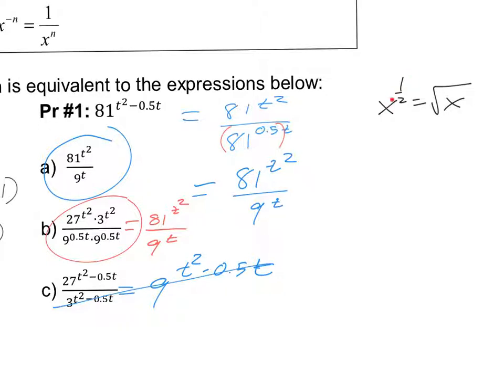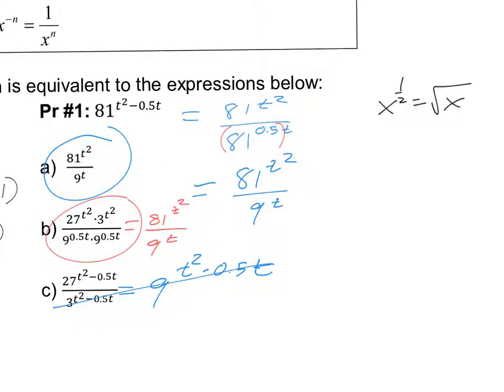Important to understand that a 1/2 power is the same thing as taking a square root. I don't know if you've seen that before, learned that before, but I think you do that in Math 1, but that's important to know that a 1/2 power is the same thing as taking a square root. So the square root of 81 is just 9, and so I could just write this as 9t on the bottom. So we have 81t squared over 9t, which happens to be version A, so I know that one is correct.